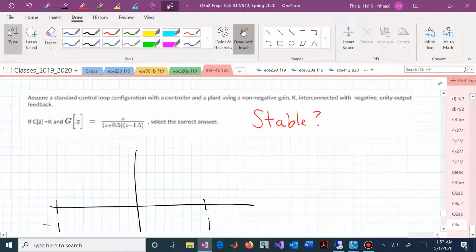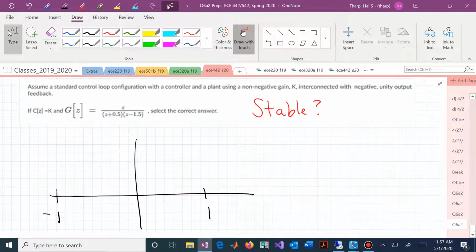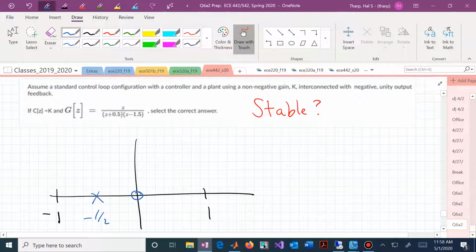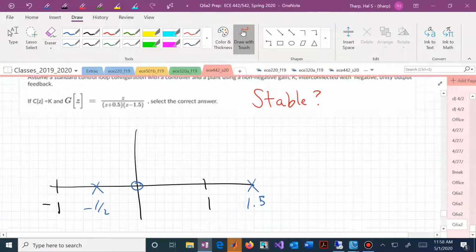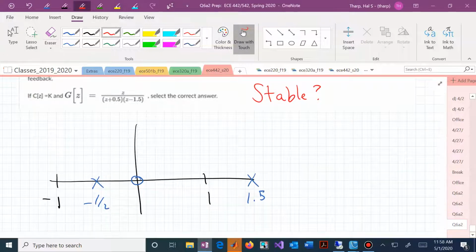Assume a standard. Again, this is our standard configuration. The first thing we want to do is locate where our poles and zeros are. We have a 0 at the origin. We have a pole at minus 1/2. Again, these are the values of z that cause these factors to vanish, and we have another pole at 1.5. Let's now figure out which of these real axis segments belong to the root locus.